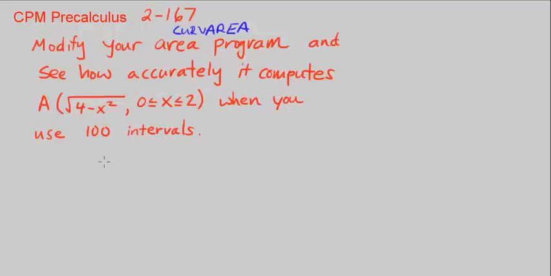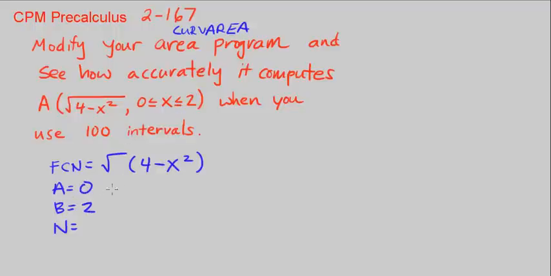Using 100 intervals. Okay, so our program we know asks for the function, right? A, B, and N. Well, our function here is just the square root of 4 minus x squared. A is our starting index, B is our stopping index, and N is the number of intervals or rectangles. So when you do this, our program's gonna spit out the left-hand area, the right-hand area, and the trapezoid area approximations, right? And we could also go ahead and, if our program is updated, do the midpoint area as well.